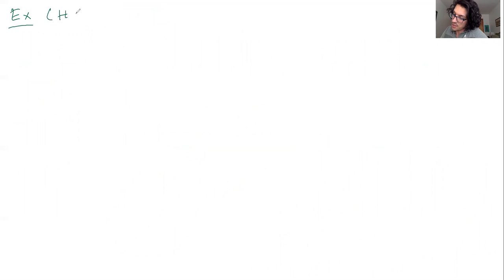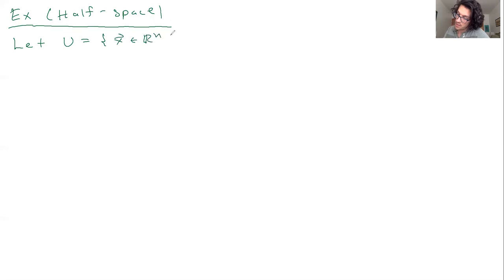Let's see how this works in a concrete example. Let's take the half space like I was talking about before, and then we'll see where we're at. Maybe I can also do the unit ball. So let U equal points in Rn such that xn is greater than 0. So x is going to be some x1, x2, up to xn. This is going to be in here.